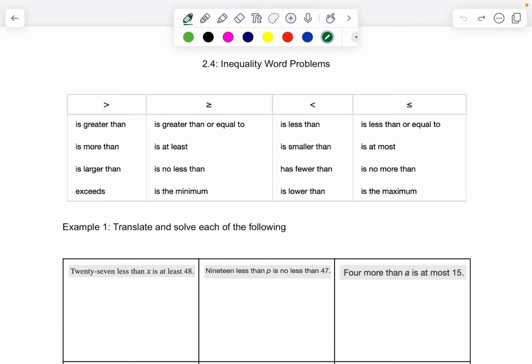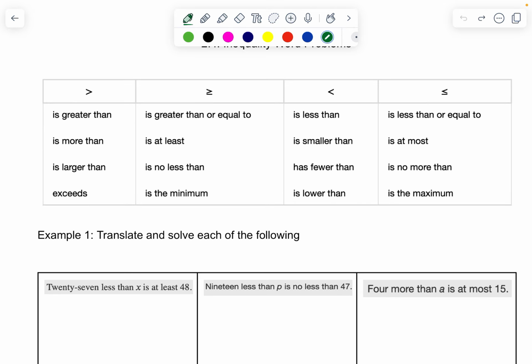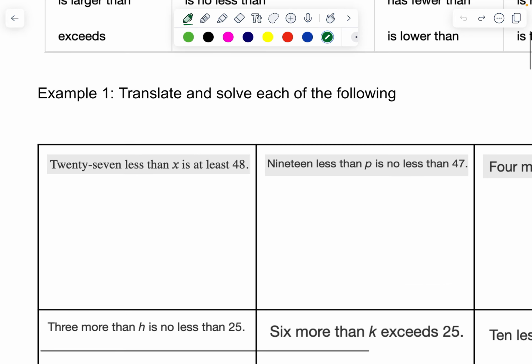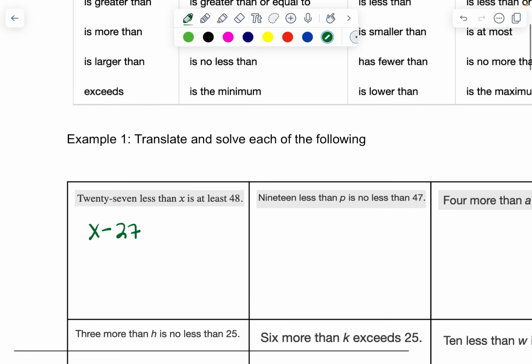Hello friends, today we're going to talk about applications of inequalities. Up on top here, you'll notice all the phrases and the inequality symbol that goes with those phrases. This first part here, we're just going to translate these phrases into an inequality. So 27 less than X, that means X take away 27. So 27 less than X, X take away 27, is at least 48.